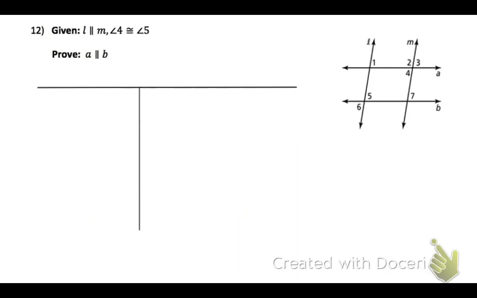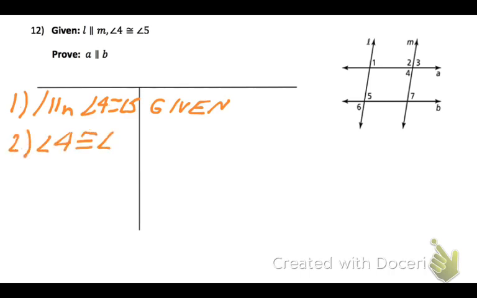To the proofs we go. We first of all know that we have parallel lines. So that's going to be our first step. We have L is parallel to M, and angle 4 is congruent to angle 5. That's given. We need to prove A is parallel to B. So somehow we need to tie some angles together. So if we were to say in step 2 that angle 4 is congruent to angle 1, because L and M are parallel, angle 1 and angle 4 are congruent because they are alternate interior angles and they're congruent.